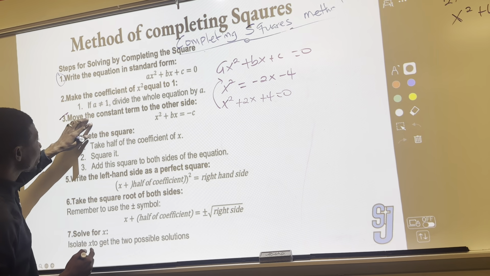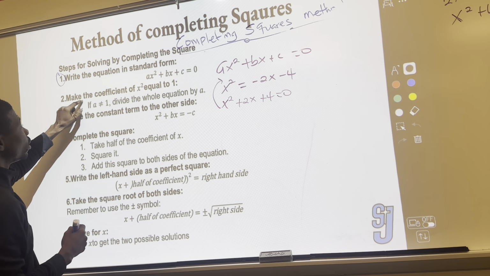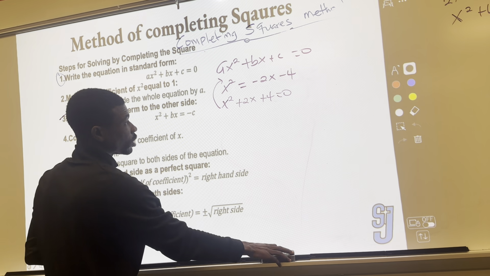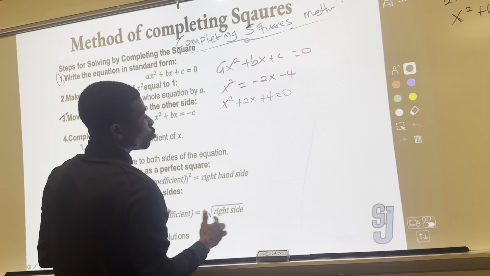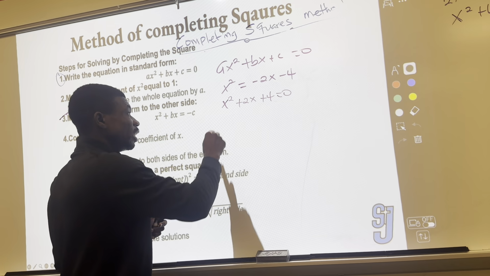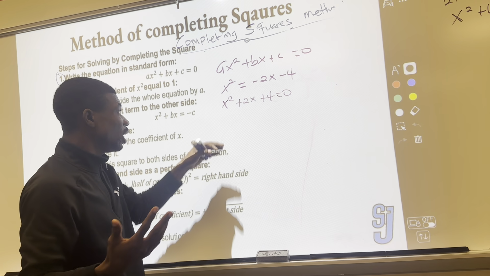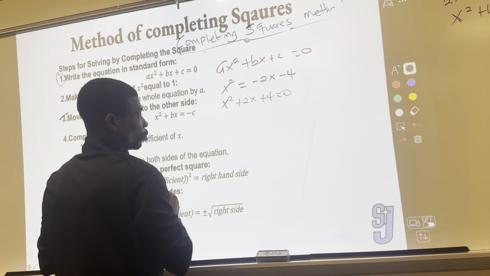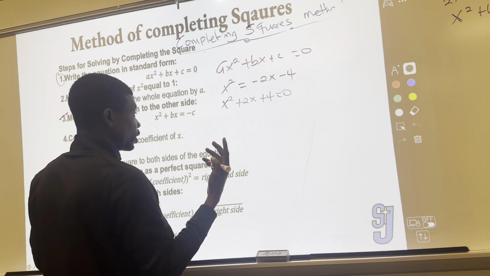Now the second step says that you make sure the coefficient of x squared is always equal to 1. So considering this equation, x squared plus 2x plus 4 equals 0, the emphasis is: is the coefficient of x squared equal to 1? Yes. If so, then I'm good to go. So for this equation we have a coefficient of x squared equal to 1, and that is okay.